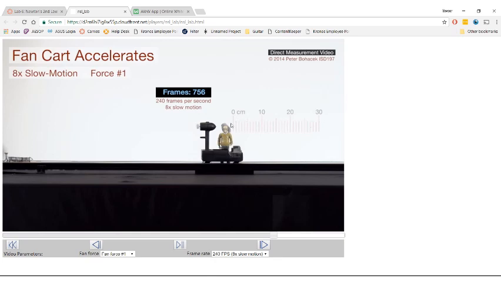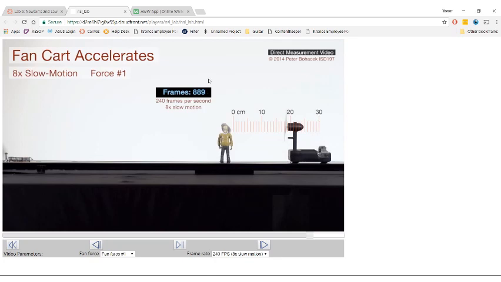So I'm going to find out where the 0 mark is, right here, and look down at the cart. I notice the back of this gray thing here is lined up with 0 centimeters. So I need to advance the video to where the back of this little gray thing is lined up with 30 centimeters. Take the video forward, almost there, and right here, 30 centimeters is lined up with the back of the cart.